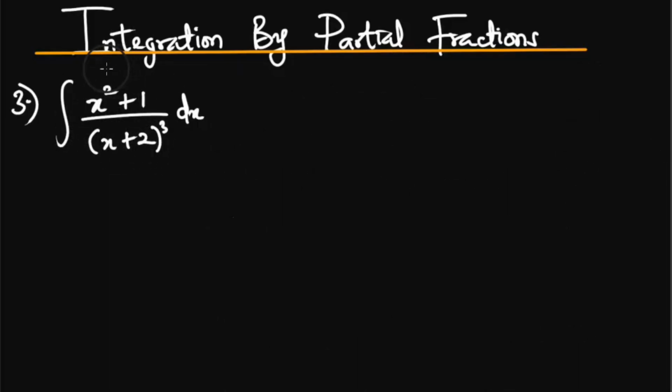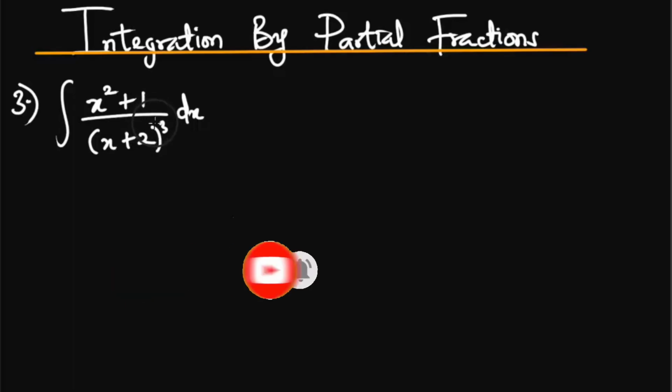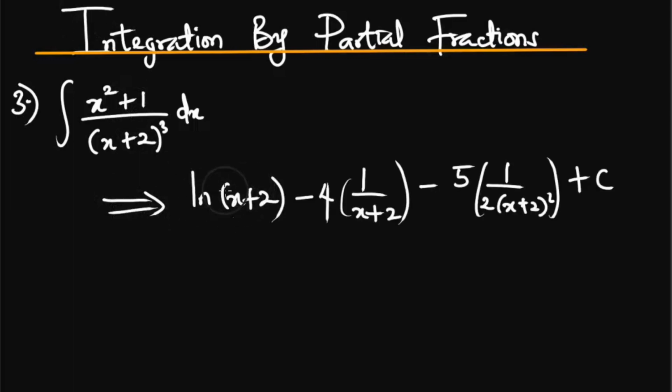For our next question, we have the integral of x squared plus 1 divided by x plus 2 cubed. Alright, so give this a try and let me know your answer in the comment section. I'm not going to be solving this for you, so this is a test for you to try and let me know your answer in the comment section. So if you solve this correctly, your answer should be ln x plus 2 minus 4 into 1 over x plus 2 minus 5 into 1 over 2 into x plus 2 squared plus c.